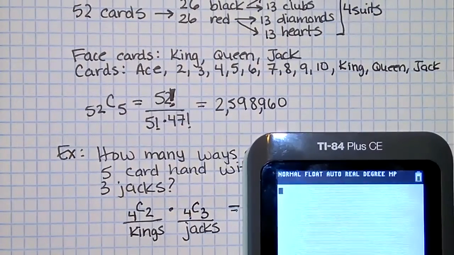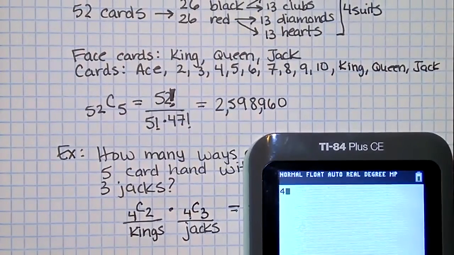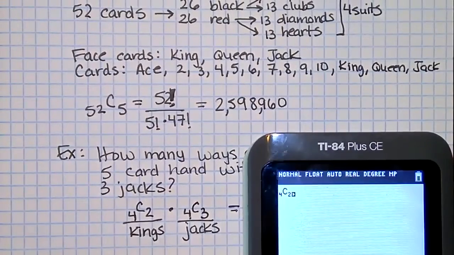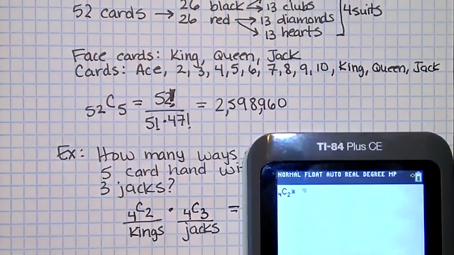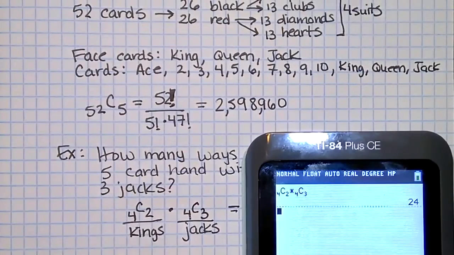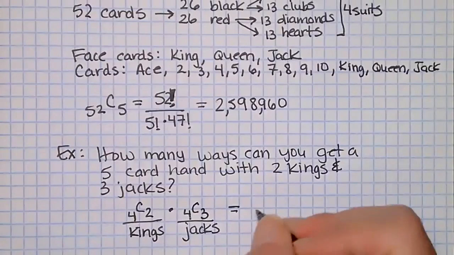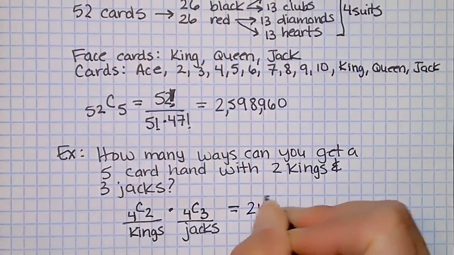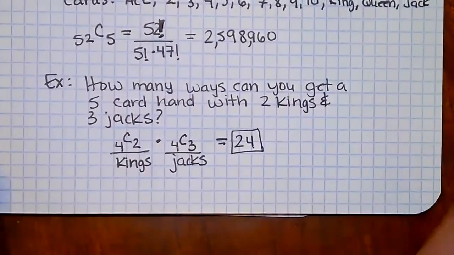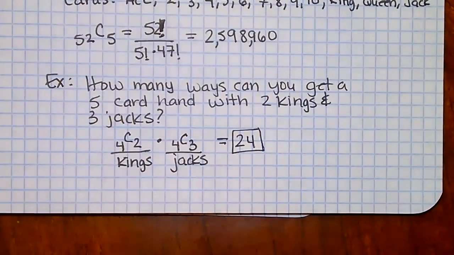Okay. So I'm going to take 4 choose 2 times 4 choose 3. And I end up with 24. 24 different hands that will have 2 kings and 3 jacks. Now, last one of these examples, and then we'll move on to the worksheet.